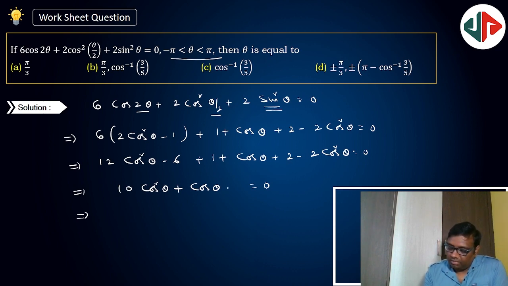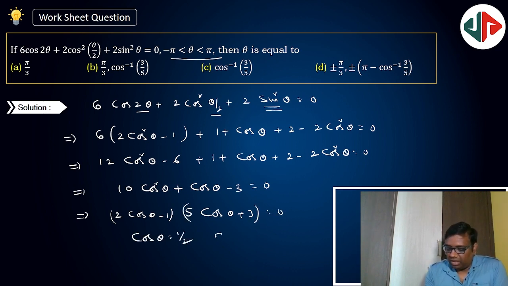This is minus 3. So can we rewrite this as 2 times cos theta minus 1 into 5 times cos theta plus 3. So cos theta is equal to 1 by 2 and cos theta is equal to minus 3 by 5.